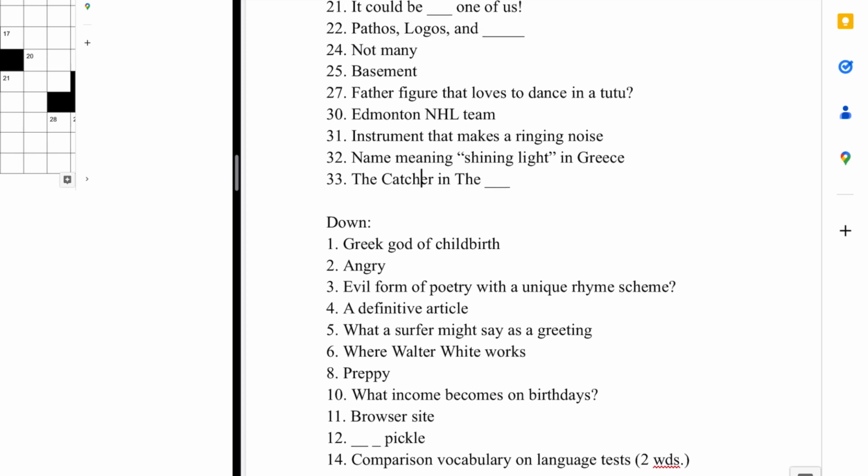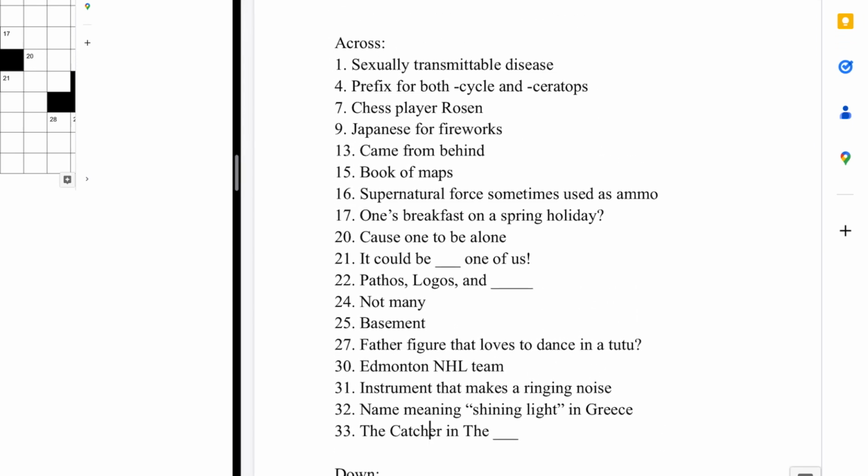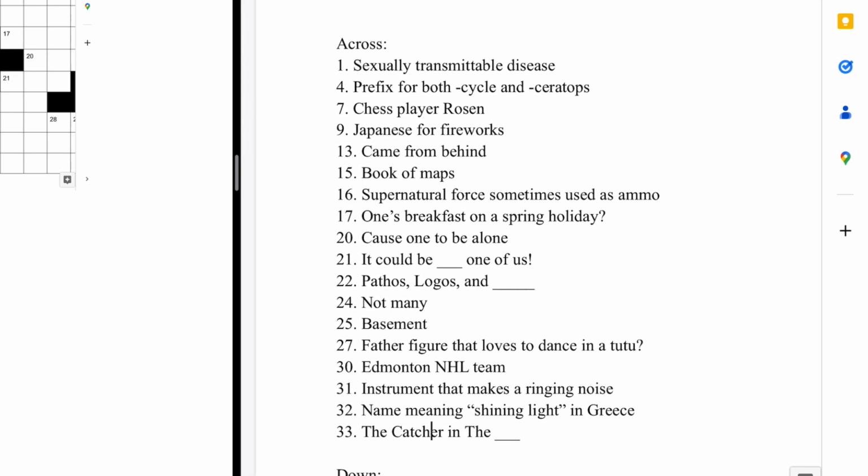So I'm not going to go over each one, but do take a picture. Here are the across clues.